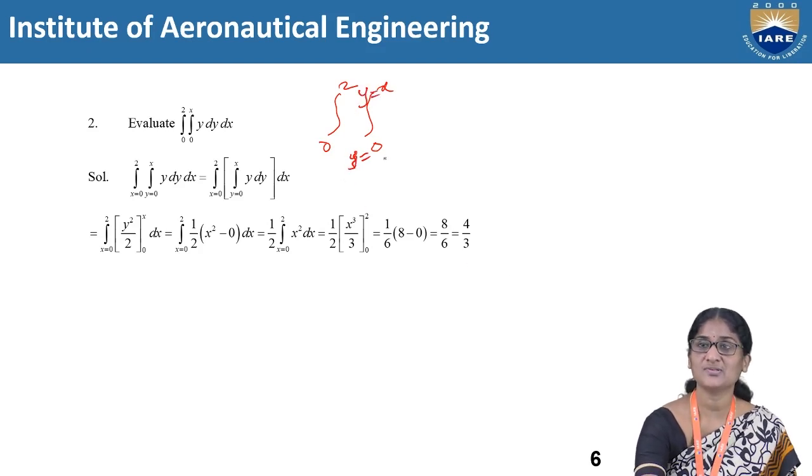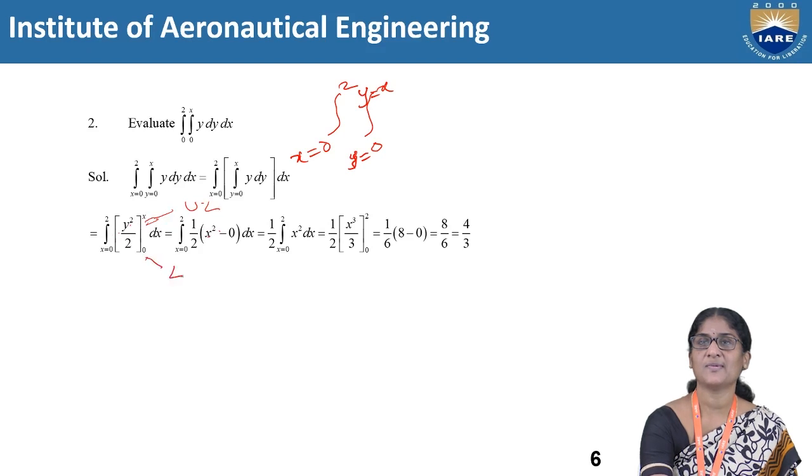So y goes from 0 to x, and x goes from 0 to 2. So y into dy. What is the integral of y? That is nothing but y square by 2 from 0 to x. Wherever y is there, you just substitute x, as x is the upper limit and this is the lower limit.